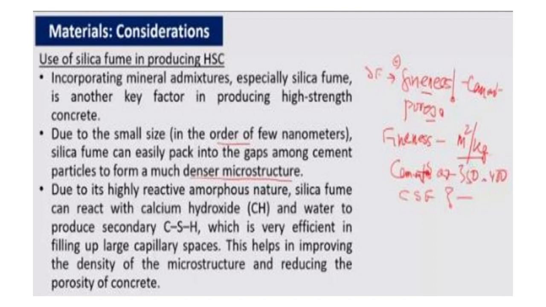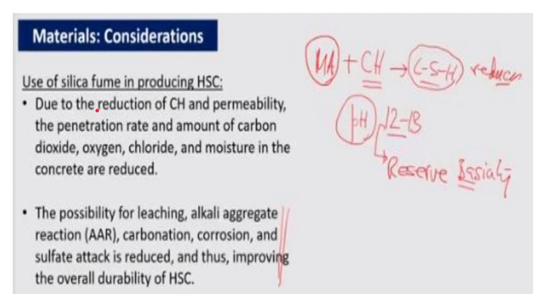So what is the role of admixture? There are some compounds which don't directly react with water, but they react with calcium hydroxide, which is produced from cement hydration. They react with calcium hydroxide in the presence of water to form CSH, calcium silicate hydrate, which is secondary, because the primary is from the cement itself. Those gels are very efficient in filling up large capillary spaces, and this helps in improving the density of the microstructure, because they are filling up the capillary spaces, and therefore it reduces the concrete's porosity. So that is of very good utility.